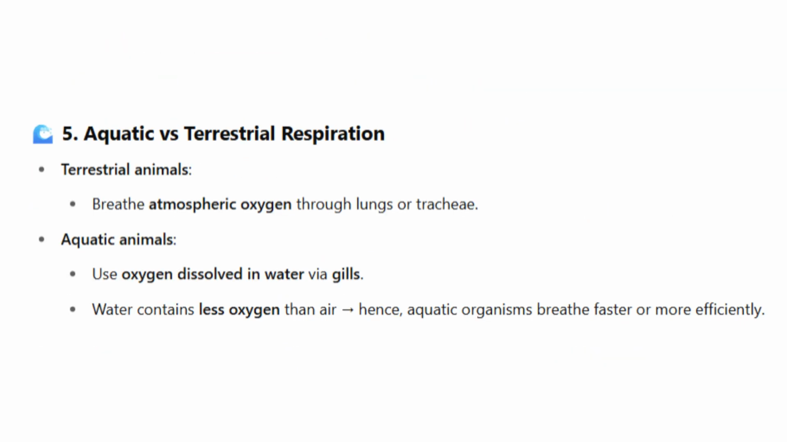5. Aquatic versus terrestrial respiration. Terrestrial animals breathe atmospheric oxygen through lungs or tracheae. Aquatic animals use oxygen dissolved in water via gills. Water contains less oxygen than air, hence, aquatic organisms breathe faster or more efficiently.